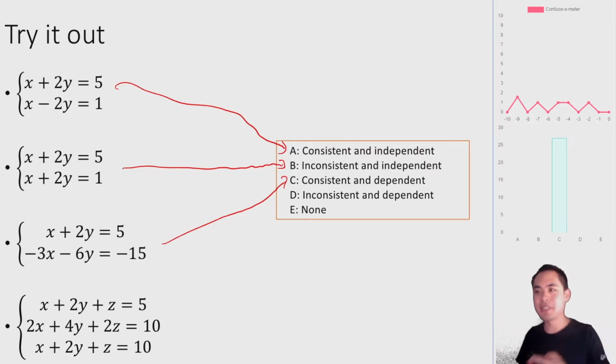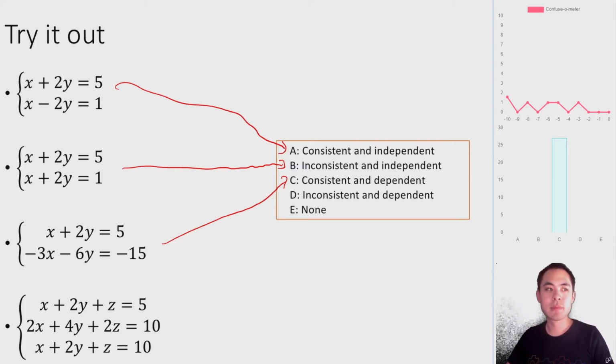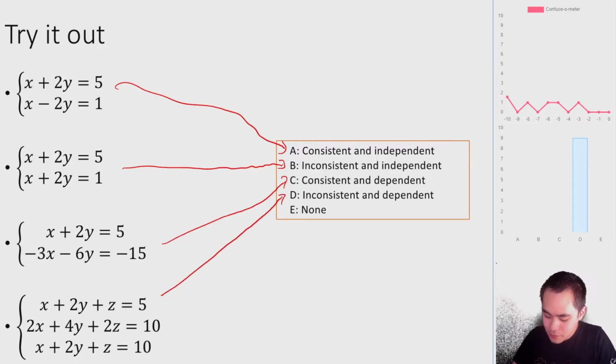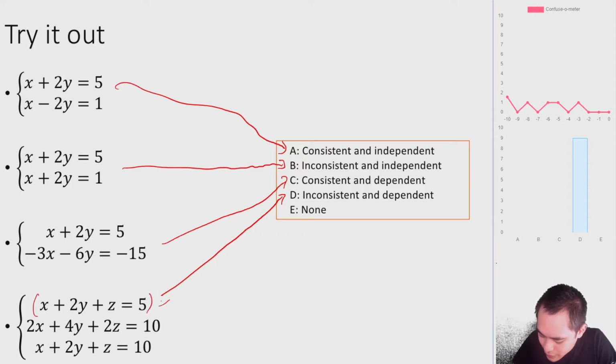So what do you think this is? Okay, yeah, a lot of you are guessing D. This is the correct answer. This one is a little bit harder to see, but you'll notice that if you take this thing times 2, you get this one. So those two are clearly dependent.